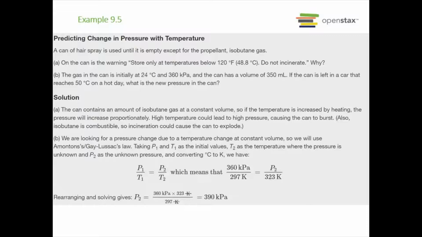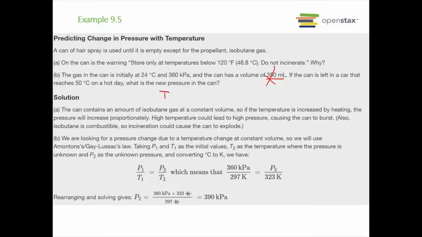So the second question: the gas in the can is initially at 24 degrees Celsius and 360 kilopascals, and the can has a volume of 350 milliliters. If it's left in a car that reaches 50 degrees Celsius on a hot day, what is the new pressure in the can? So they gave us some extra information we don't need. They gave us the volume of it. We're going to assume this volume doesn't change, so that's just extra information that's there to confuse us.